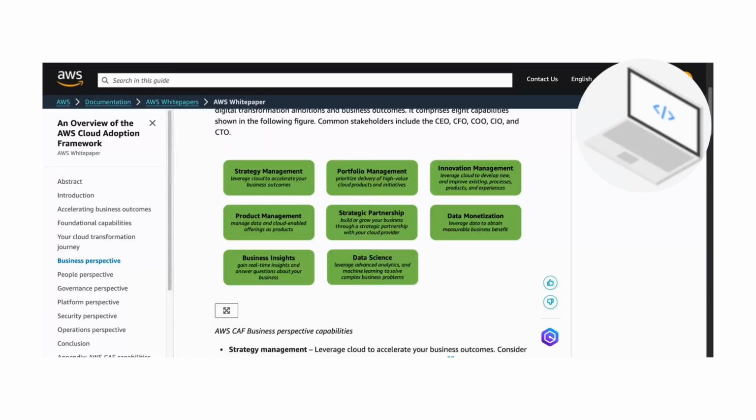In summary, by using these 8 capabilities, we can ensure that our cloud investments not only support but accelerate our digital transformation and business outcomes.